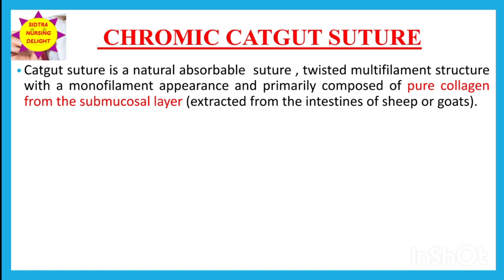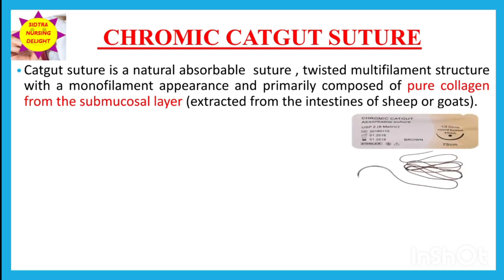Next, chromic catgut suture. Catgut suture is a natural absorbable suture with a twisted multifilament structure but a monofilament appearance, that means a single filament appears to be present. It is primarily composed of pure collagen from the submucosal layer. Sheep's and goat's intestine is made up of collagen fibers. From the submucosal layer, it is collected and naturally made into catgut sutures. Most importantly, catgut suture is the natural absorbable suture.